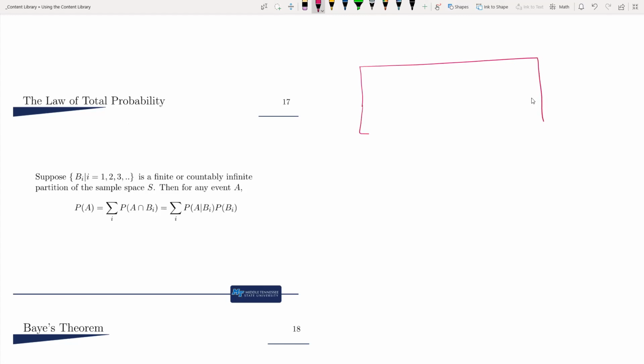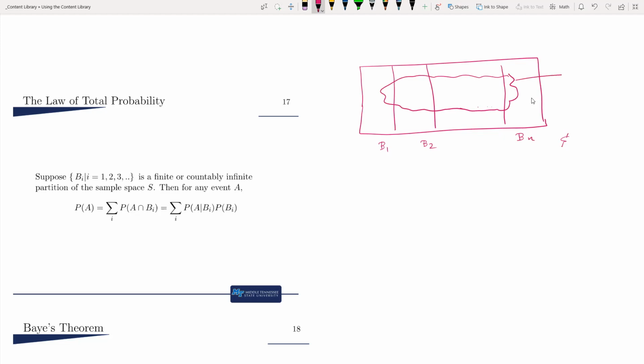So you have a partition of sample space. Okay, so this is S. This is, let's say, B1, B2, Bn, let's say it's finite. So now you have event A. It can be something like that. Okay, that's event A. Then this one is saying probability of event A is the sum of these intersections.